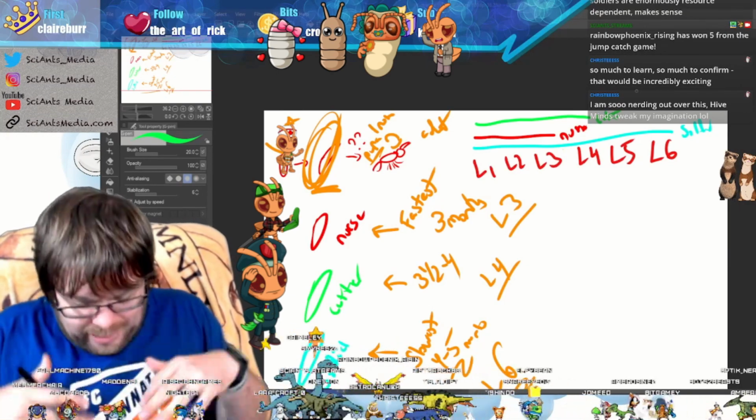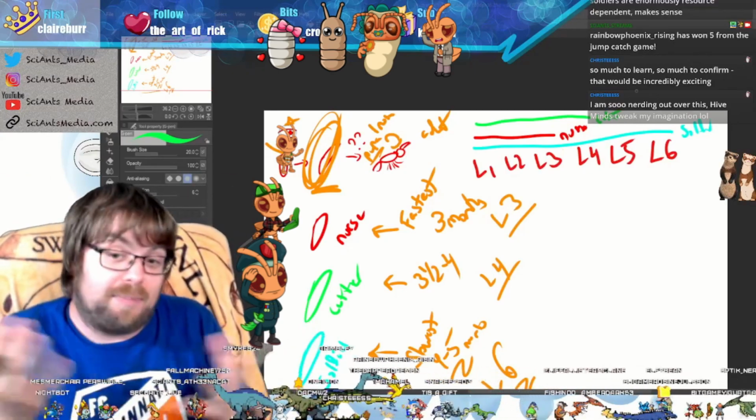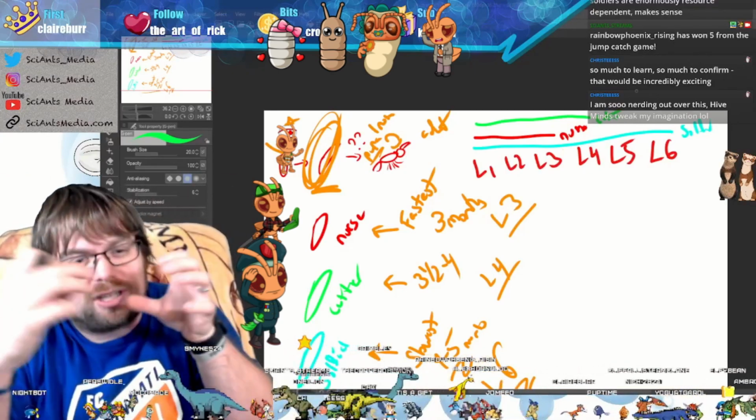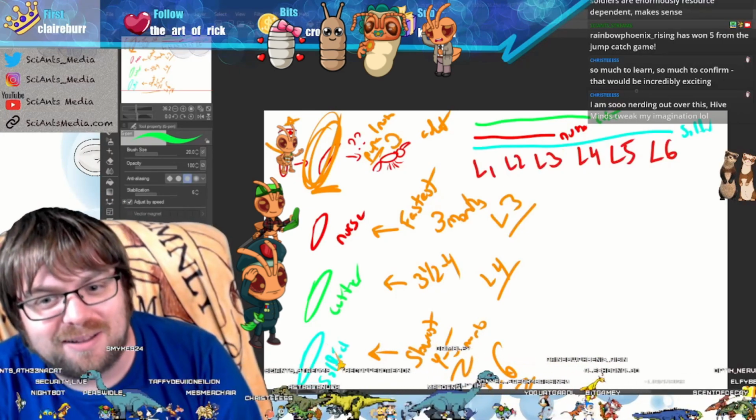So they shed, they molt, right? They shed the outside layer of cuticle, because they become too big for it, and it's just a time for them to grow.